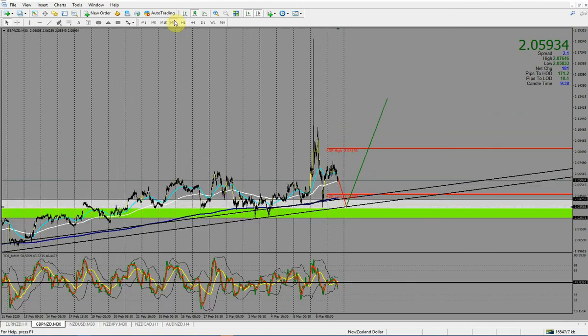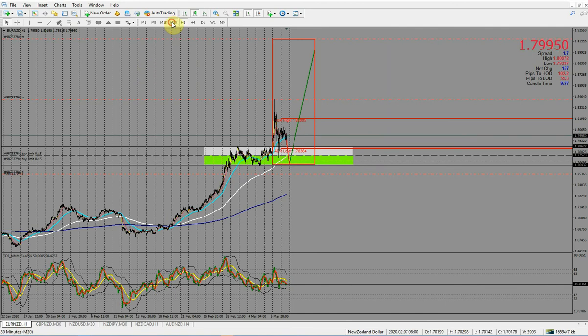The fact of the matter is that you should always know that your risk management is on point. It's proper, ladies and gentlemen. So always make sure that you use proper risk and equity management.